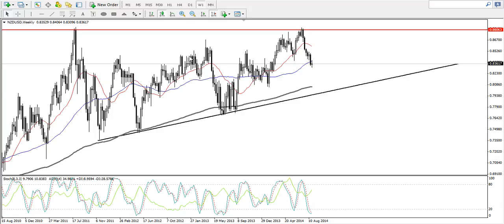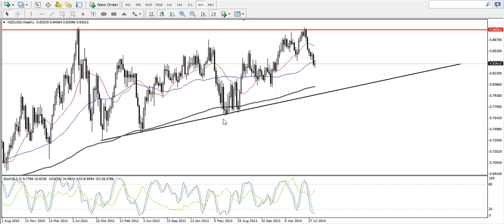So today we're going to look at a few currency pairs again. The very first one I would like to look at is the Kiwi against the dollar. Right here what you're seeing is a weekly chart.